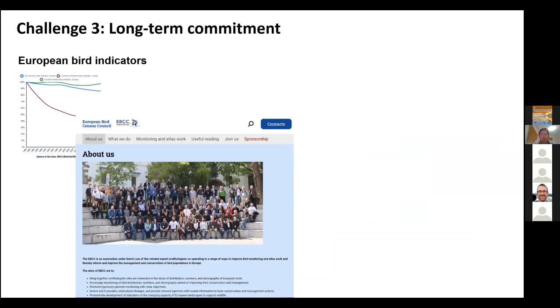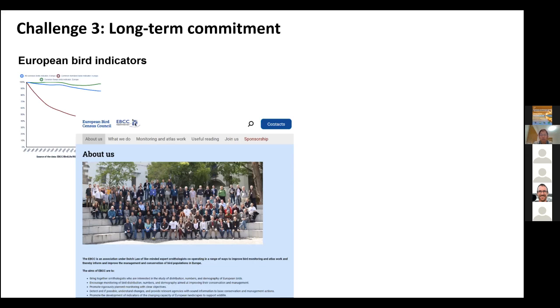The third challenge is the need for long-term commitment. Obviously, this shouldn't be a short-term project. Here we are talking about something that could last for tens of years to come. And for this, we will need a cross-national system for collecting and managing data, doing analysis, and disseminating outcomes. Just as an example, the European bird indicators are being developed by the European Bird Census Council, which is an independent organization with a full governance system and with national delegates from over 40 countries.